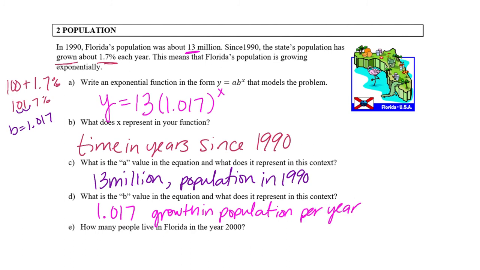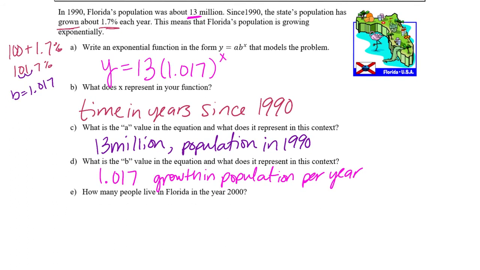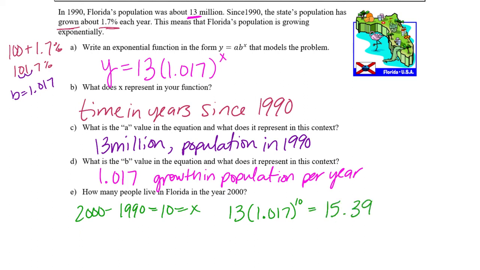All right, and last one says, how many people live in Florida in the year 2000? So the first thing we got to do is figure out what we're plugging in for x. So the first thing we're going to do is 2000 minus 1990. We want to see how many years have passed. It's 10 years, so that's going to be my x. So in my calculator, I'm going to plug in 13 times 1.017 to the power of 10. And when I plug that in, I get 15.39 million people. And the reason we can have it as a decimal is because it is million people. It's not just straight people.